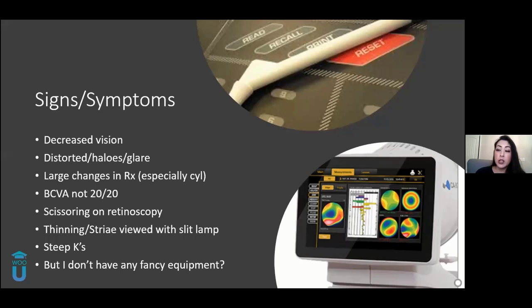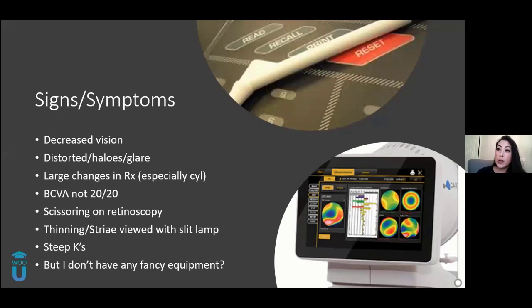If their vision is not achievable to 20/20, especially if they are a previous patient and they were able to get to 20/20 in current years, that's another reason to send them out for a quick scan just to see. If you are an optometrist or optician or tech that does retinoscopy, scissoring is one of the key findings for keratoconus patients. So you don't need anything fancy. If you just have your streak retinoscope and you put them behind the phoropter, you'll see that scissoring reflex, and that's another red flag to look out for keratoconus.